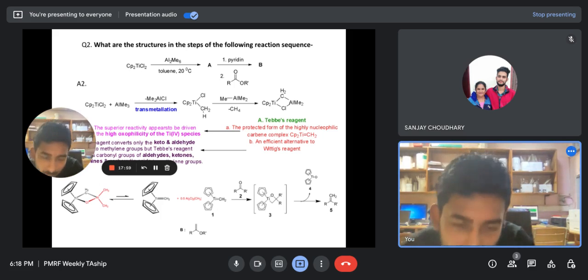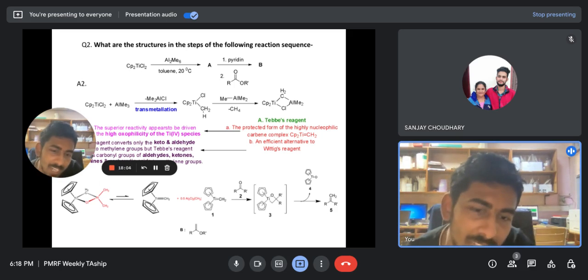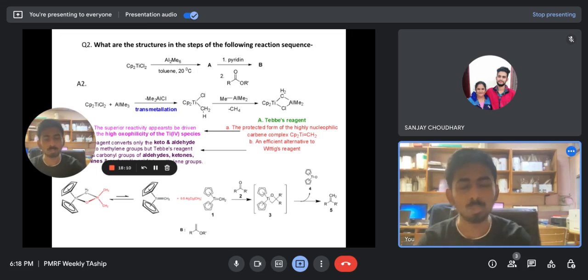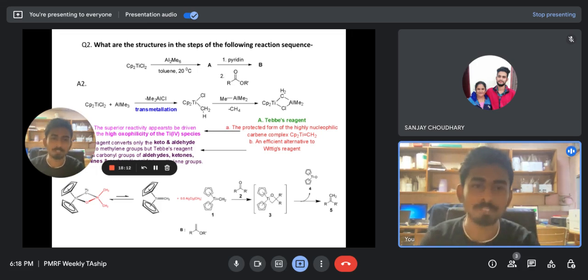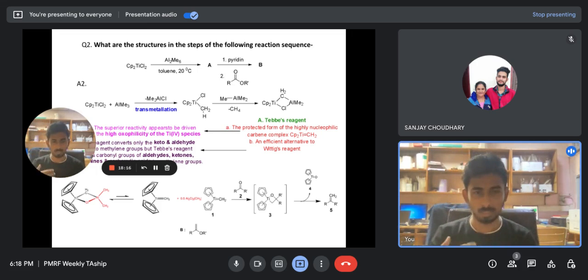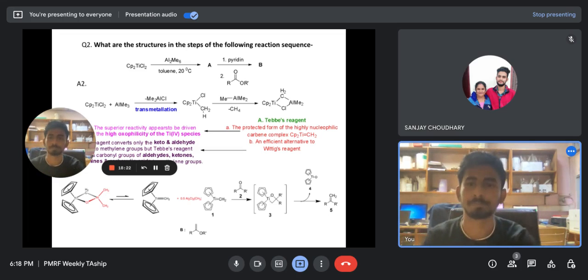It is actually a vinyl system with the corresponding ether. This is a vinyl system and this is an alkyl system. So this is actually nothing but a vinyl alkyl ether. It's also an olefin. So with the aid of this Tebbe-based reagent, what actually cannot be done by the phosphonium ylides or the Wittig reagent is able to be done by this Tebbe-based reagent.